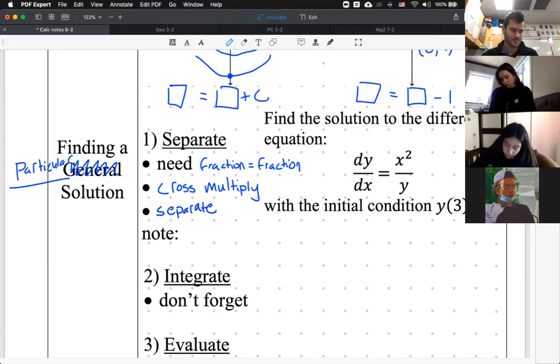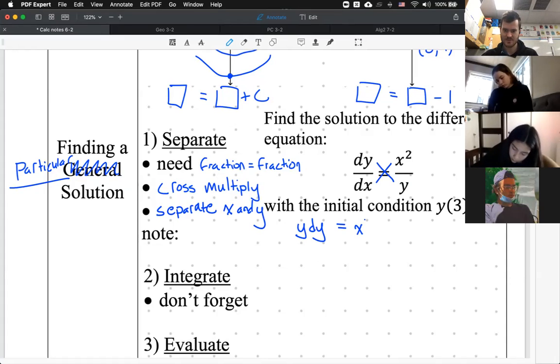Separate x and y. They have to be on each side. So let's do that. Let's cross multiply. If I multiply y times dy, I'll get, I guess I'll have to move down here because I don't have enough room. So I'll say y dy is equal to, cross multiply the other direction, x squared times dx, is x squared dx.